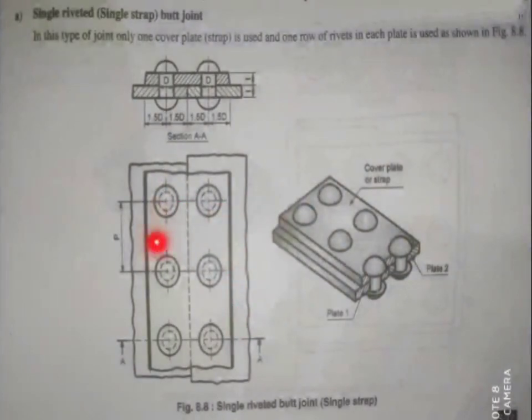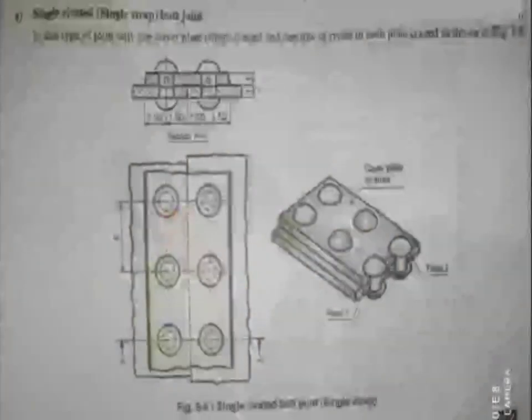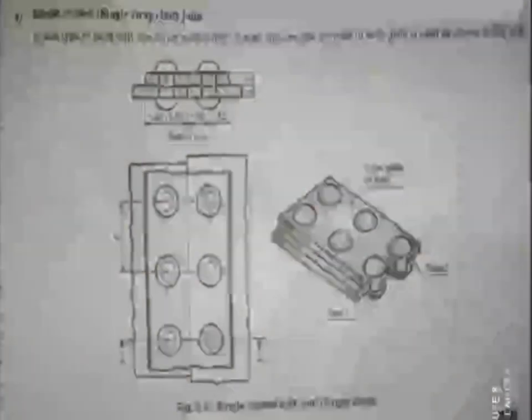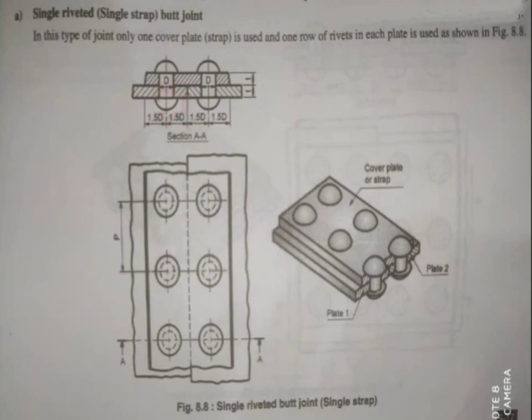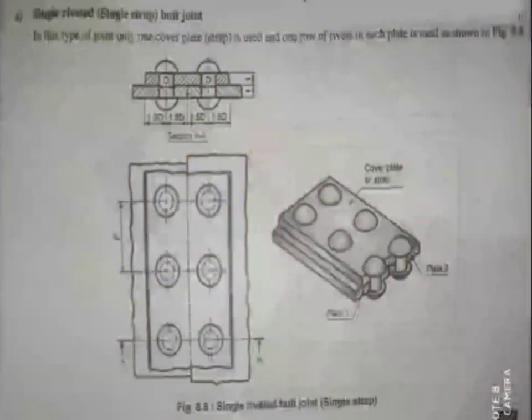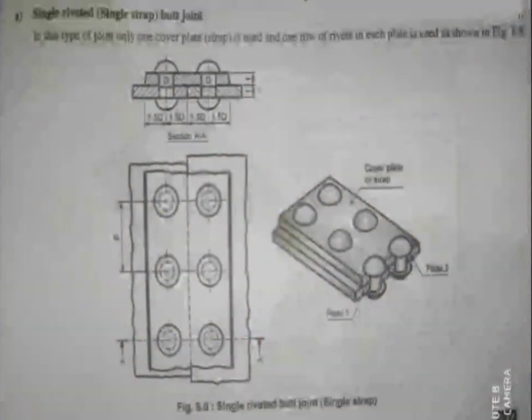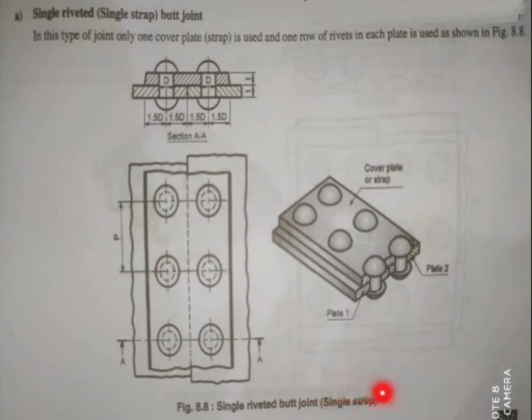The dark circle indicates the rivet head, and the inner dotted circle indicates the diameter of the shank. This is the thickness T, and they have given the distances 1.5D, 1.5D, 1.5D, and the section has been taken at section A here. That view is shown here. So this is the single riveted butt joint with a single strap. Okay, thank you.